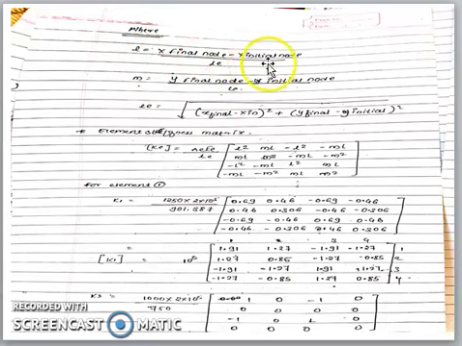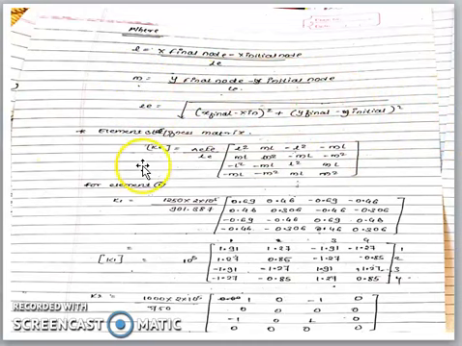X equals final node minus initial node divided by Le. Y equals Y final node minus Y initial node. Therefore, as already told, (X final minus X initial) whole square plus (Y final minus Y initial) whole square. So by using this formula, we can calculate the effective length of that particular element.